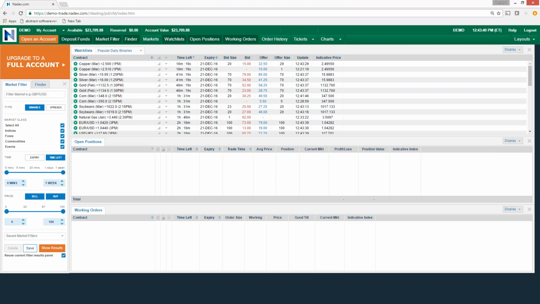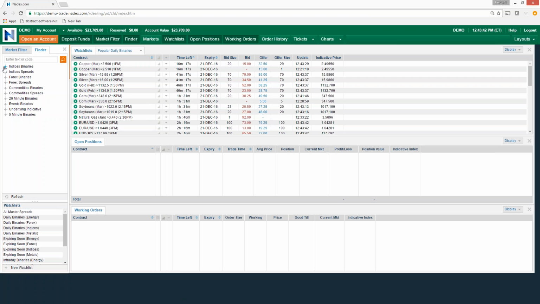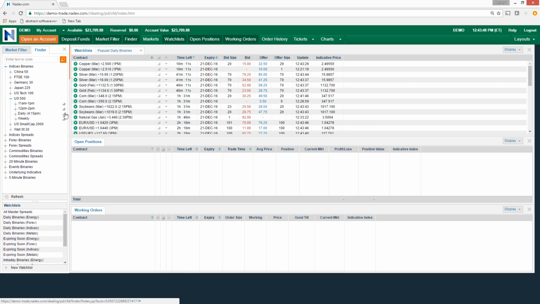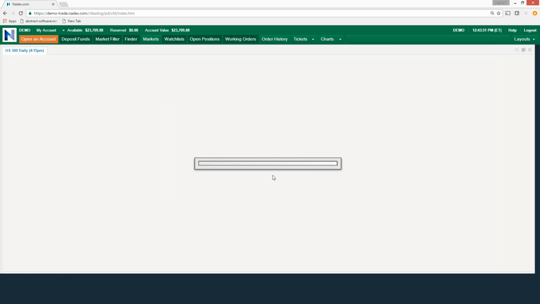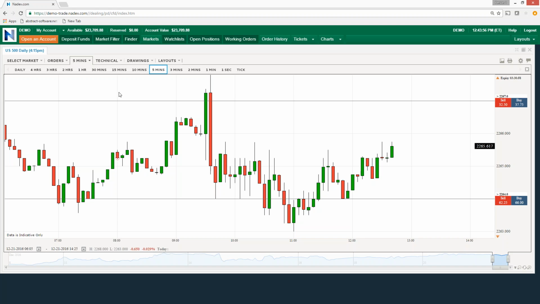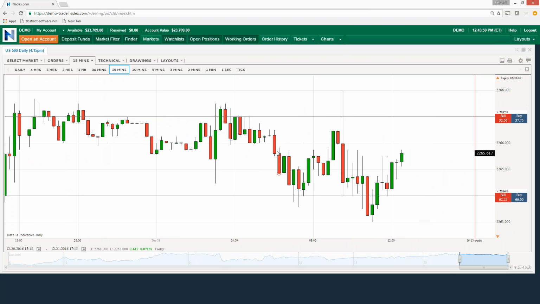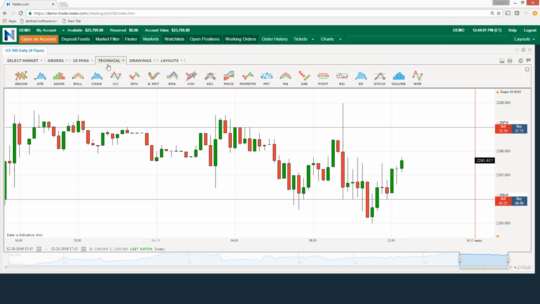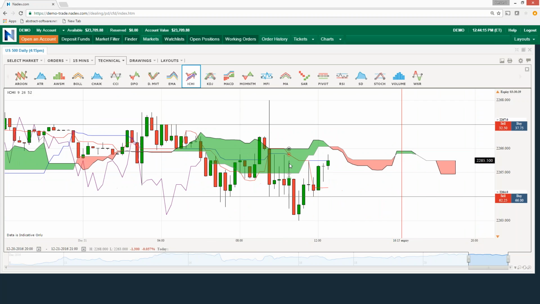So let's go over some examples here using the Ichimoku Cloud. I want to start with S&P 500 options. We're going to look at the daily options to start here. Typically speaking, I think that the 5-minute bar can be a little quick for futures, so I like to look at it on the 15. And luckily for us, Nadex has in their platform a handful of pretty cool technical indicators, one of them being the Ichimoku Cloud.